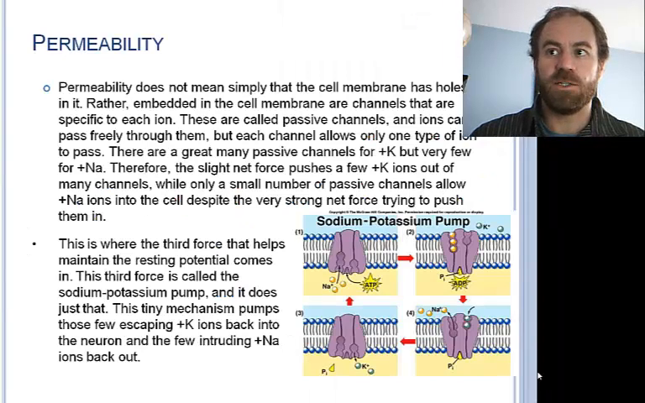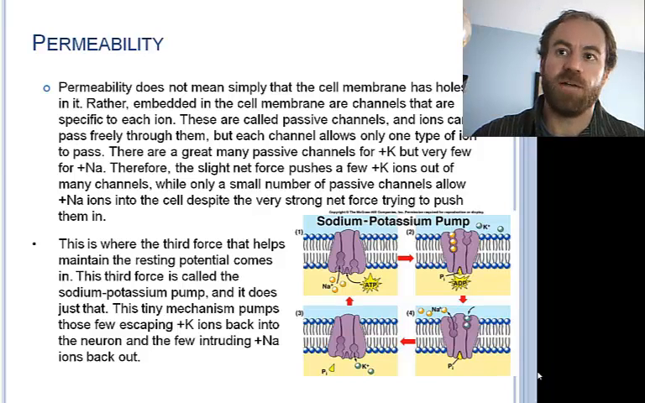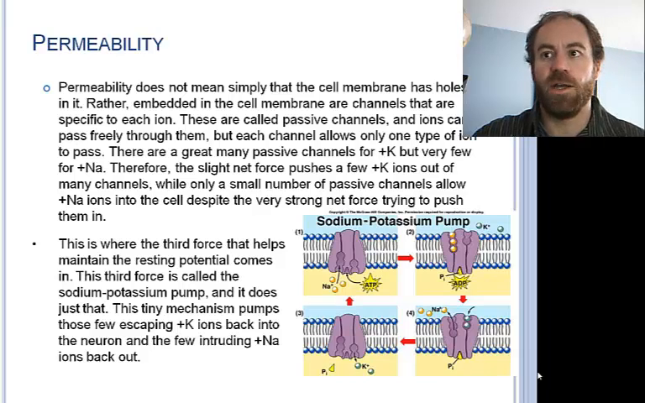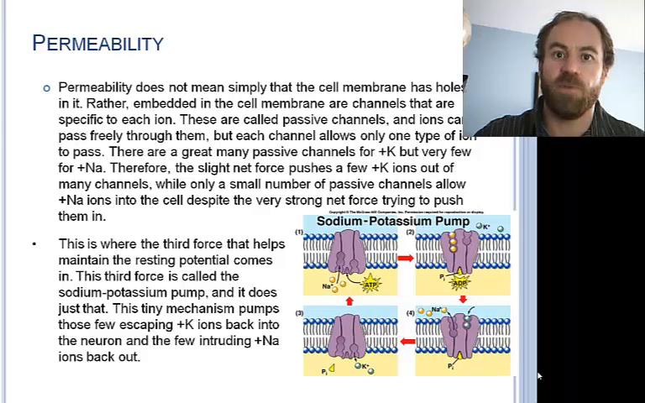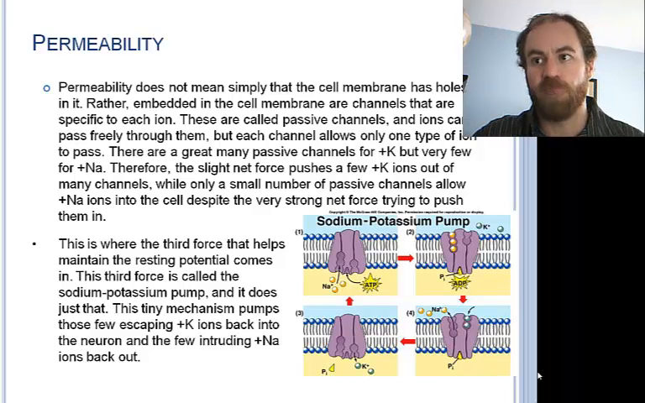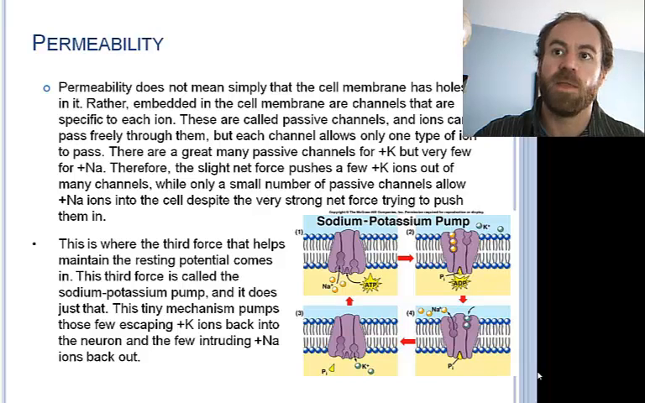Permeability does not mean just that the cell membrane has holes in it. Rather, it means that embedded within the cell membrane are channels that are specific to each type of ion. These are called passive channels, and the ions can pass freely through them. But each channel allows only one type of ion to pass. There are a lot of passive channels for potassium, but there are very few for sodium. Therefore, the net force pushes the potassium ions out of the many channels, while only a small number of passive channels allows the sodium in. This is despite the very strong force trying to push the sodium into the cell.